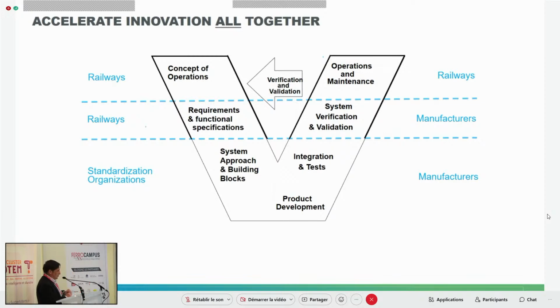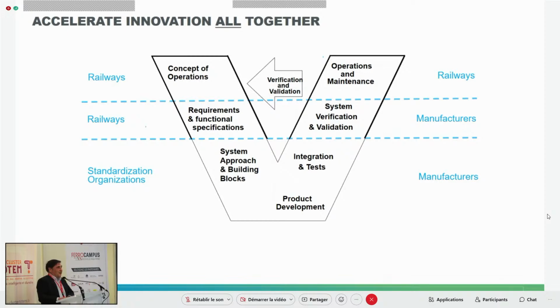After, you need to be more precise. You need what I like to call building blocks, common building blocks, or a system approach, which is linked to other things that have been done in the same industry or in another industry. And that is where standardization organizations have to be the leader, for me and for us.